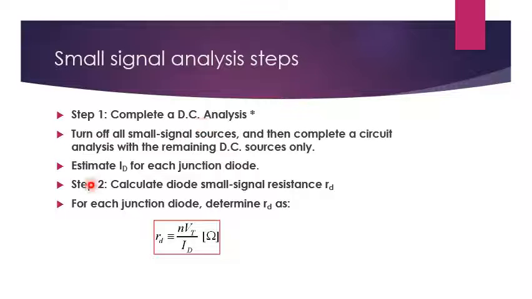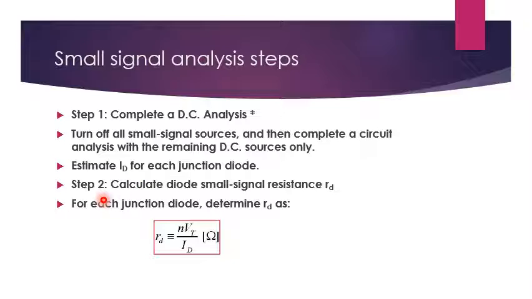What does it mean? First, you need to turn off all small signal sources and then complete a circuit analysis with the remaining DC sources only. So first you take only DC sources, okay. Estimate the current. Here I am taking the diode as an example. That is what I am giving here, ID. Okay, estimate ID for each junction diode.